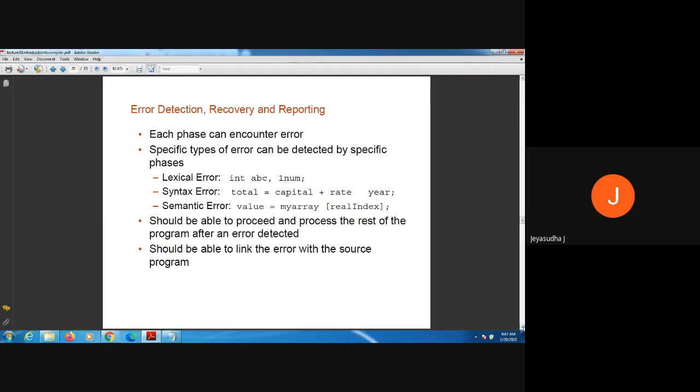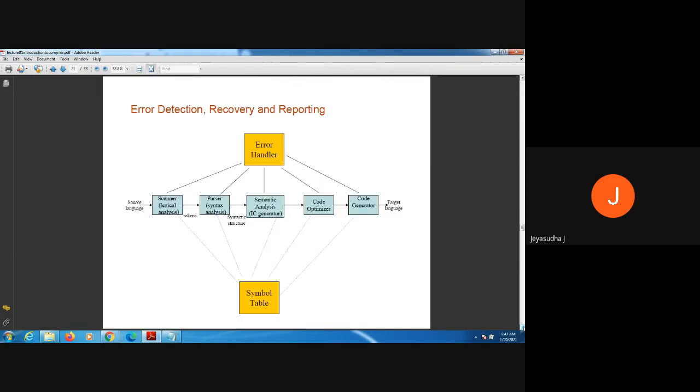And I forgot only one thing. Along with the phases of compiler, we also do some error detection, recovery, and reporting. So that is what has been mentioned here. For that, we have another thing called the error handler. So the symbol table and error handler are a must.